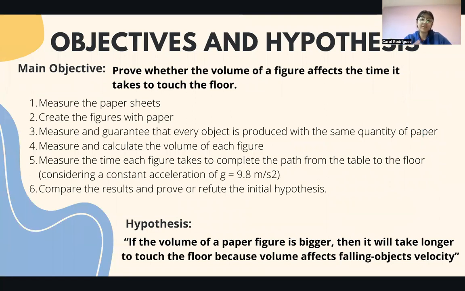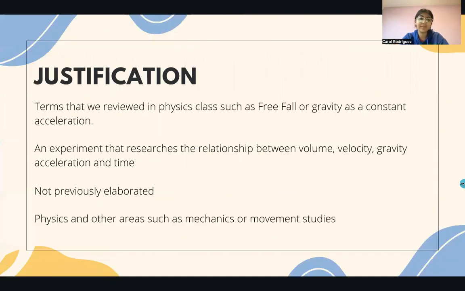To start, the objectives and the hypothesis. My main objective was to prove whether the volume of a figure affects the time it takes to touch the floor. And the small objectives that I had to follow were: measure the paper sheets, create the figures, measure and guarantee that every object is produced with the same quantity of paper, measure and calculate the volume of each figure, measure the time it takes to complete the path, and compare the results and prove or refute the initial hypothesis, which is: if the volume of a paper figure is bigger, then it will take longer to touch the floor, because volume affects an object's velocity.